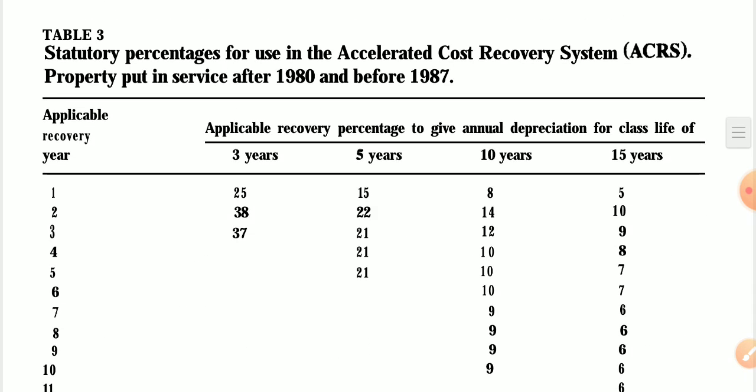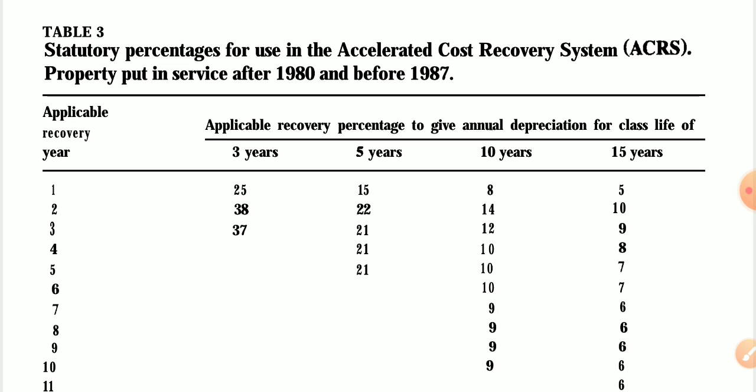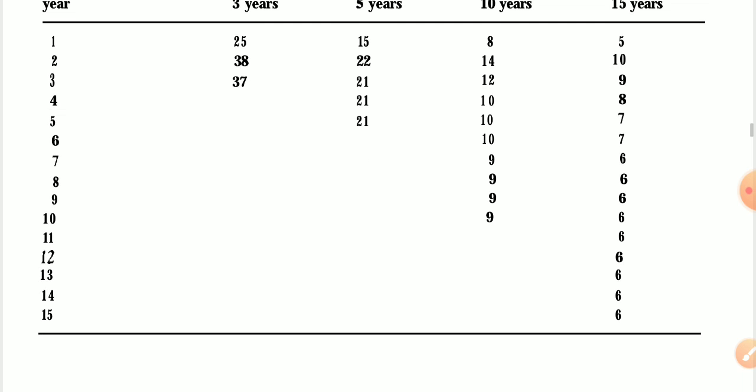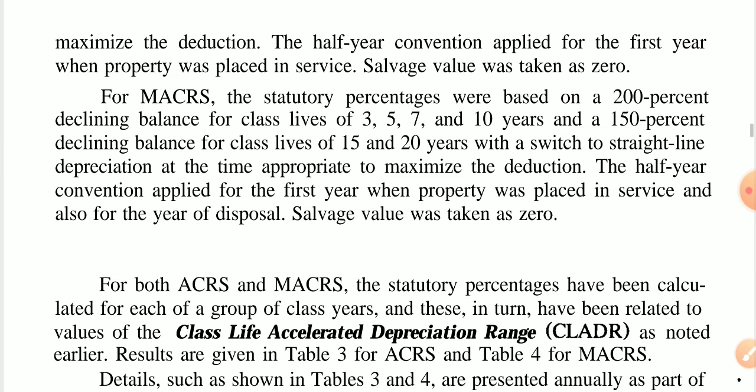Okay, some table of statutory percentages for use in the accelerated cost recovery system, for property put in service after 1980 and before 1987. Now the applicable recovery year, and the sum regarding the depreciation and annual function is life of recovery, 1 to 15 years. Okay, now they maximize the depreciation part.